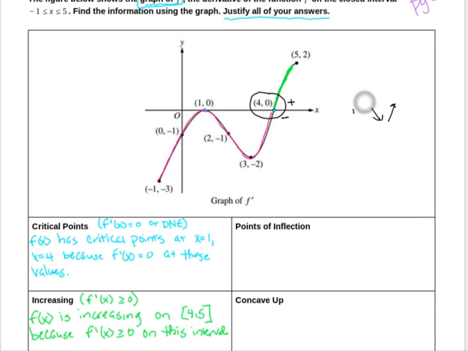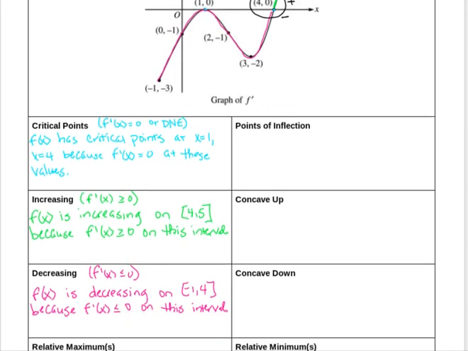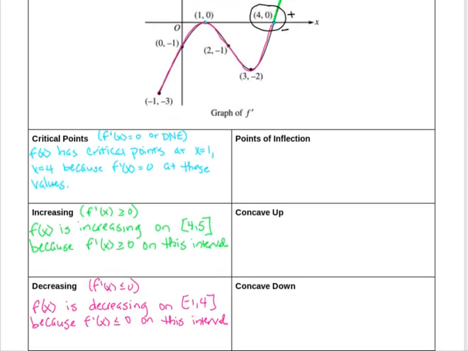Now we need to start thinking about the second derivative. We need to think about points of inflection, where the function is concave up and where the function is concave down. The very, very important thing to remember about points of inflection is that something is only a point of inflection if the function changes from concave up to concave down at that point. So I always find it easier to figure out where the function is concave up and down first.